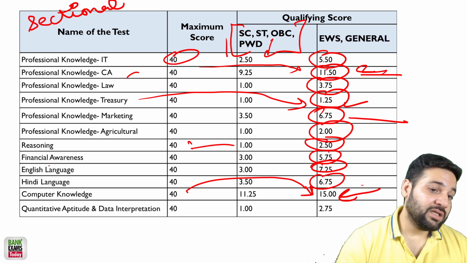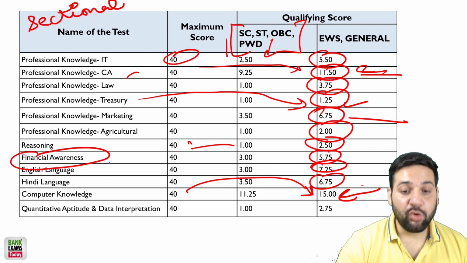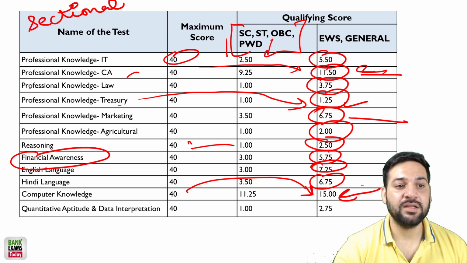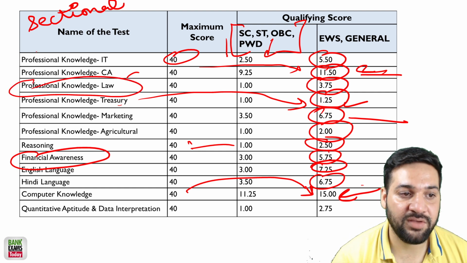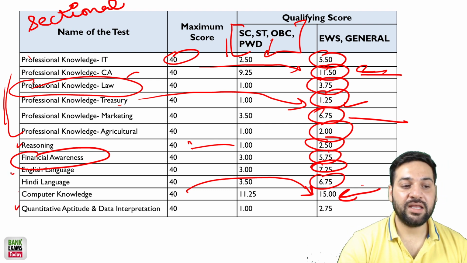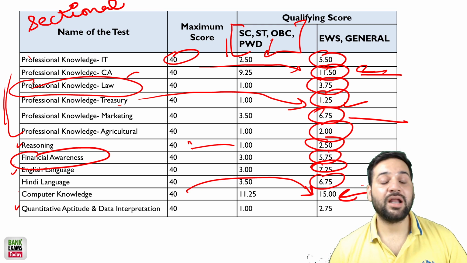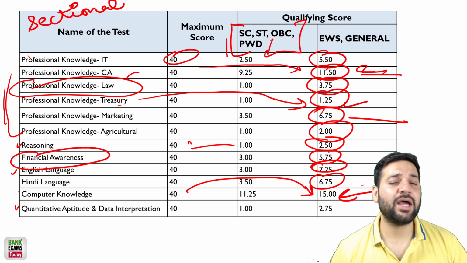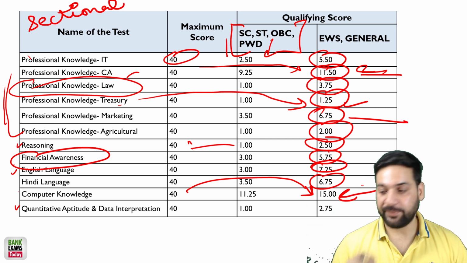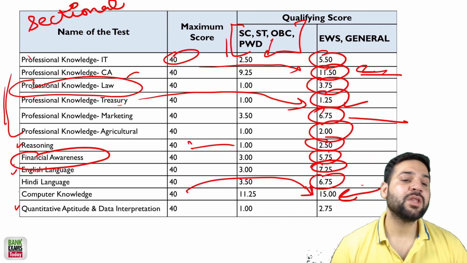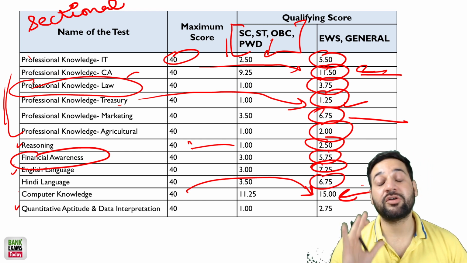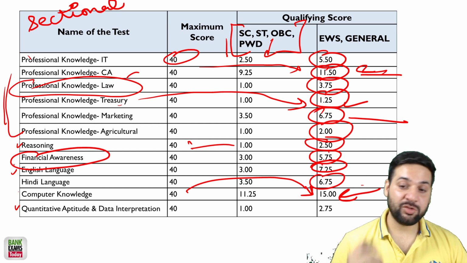According to me, financial awareness is the most scoring section out of them. The financial management, financial awareness, and the professional knowledge sections are very, very scoring, right? Obviously, in quant, reasoning, and English, if you are a working professional, it is possible that you won't be able to score really good in these sections because you have left your studies a few years back. So this can be a bit difficult, but otherwise financial awareness and professional knowledge are the subjects where you can score really good marks.